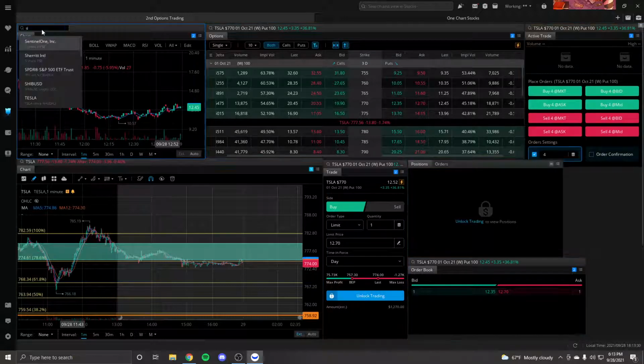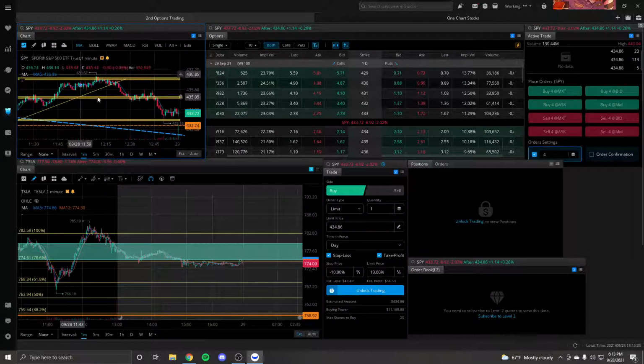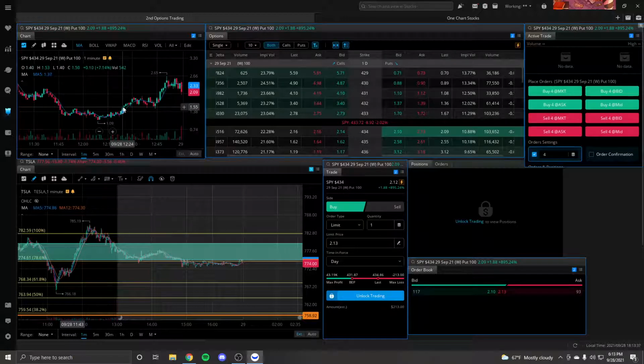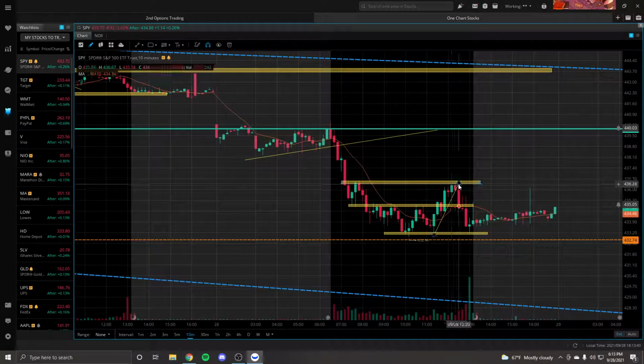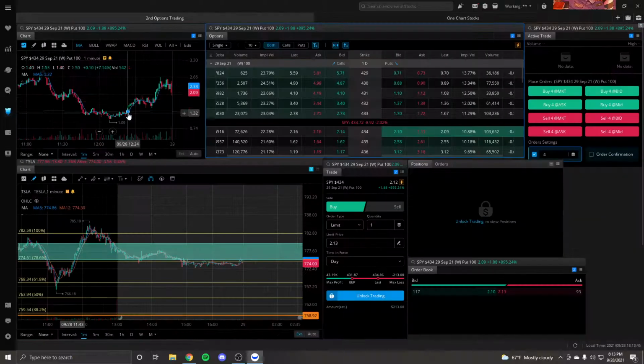This was Tesla, but let me show you SPY quickly. I'm going to click on a put right here on a SPY put, and this is what I mean, right? The last couple of minutes, if you would have shorted the top right here, shorted it right there, you're looking at $1.20, $1.25, and then it went as much as $2.50.